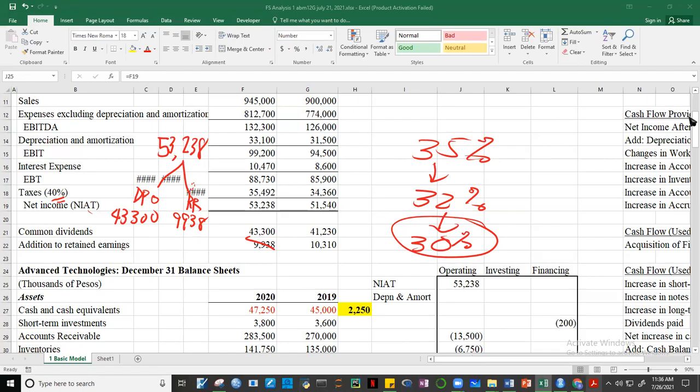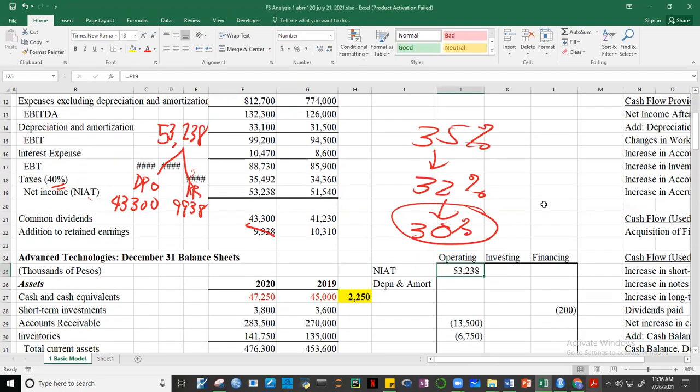Wala ba kayong napapansin sa ginagawa natin dito? Babalik ako dito sa net income after tax. May non-cash item ba dito? Yes, depreciation and amortization. Anong ginawa natin sa depreciation and amortization to arrive at the net income? Binawas natin. Eh, non-cash yan. So anong gagawin natin, guys?